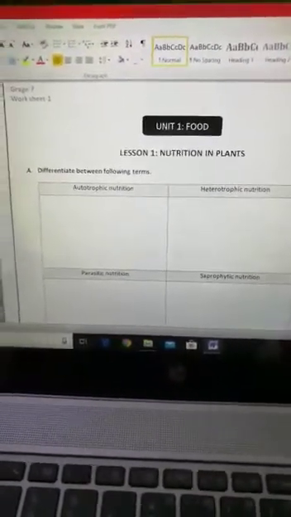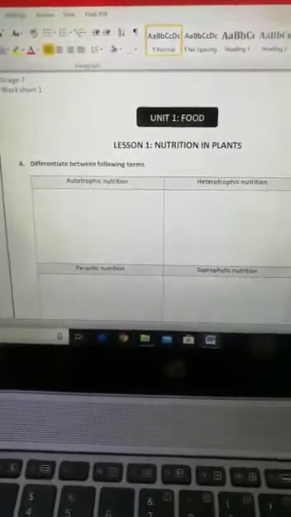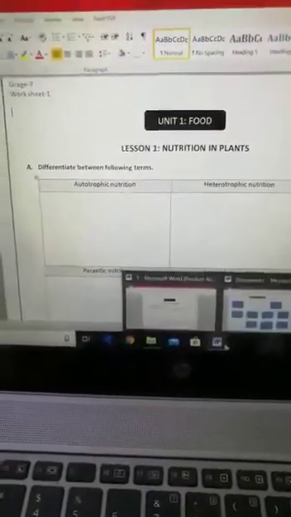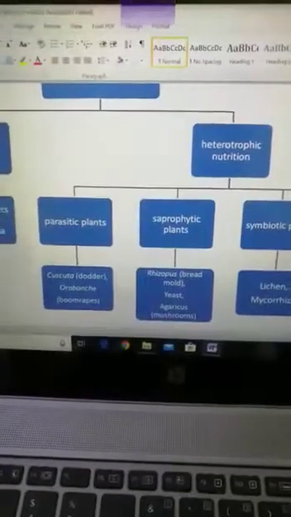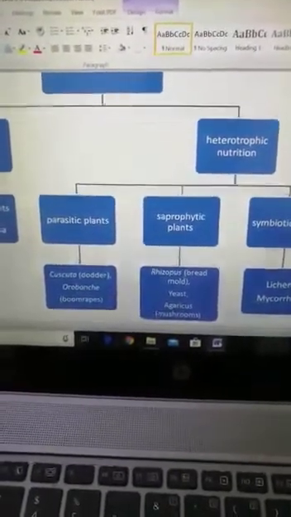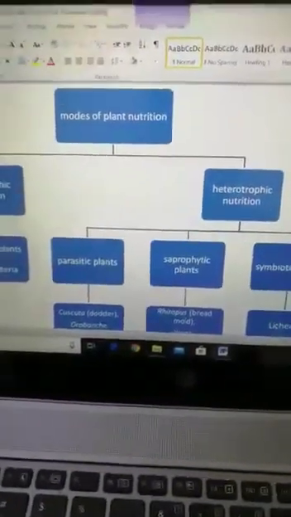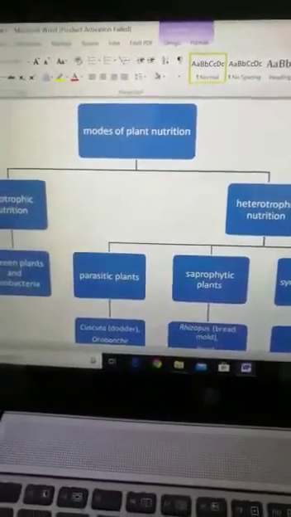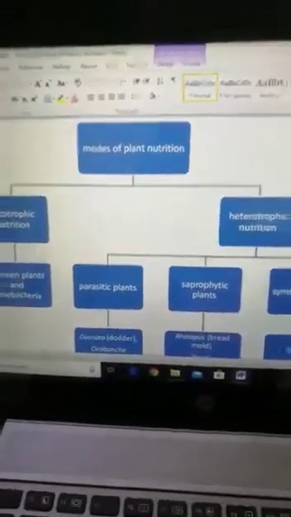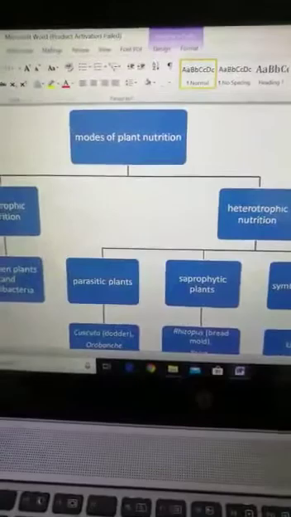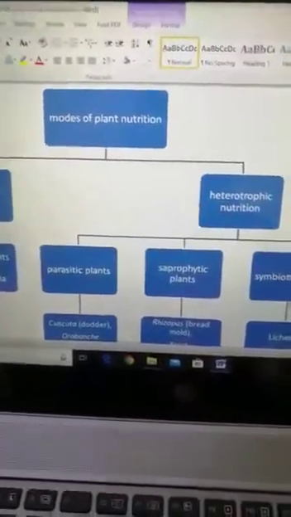Part A is differentiate between the following terms. To solve the worksheets of lesson 1, firstly I will give you a brief introduction of the whole lesson. The chapter starts from modes of plant nutrition. What does it mean by plant mode of nutrition?